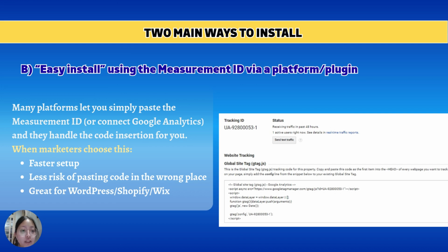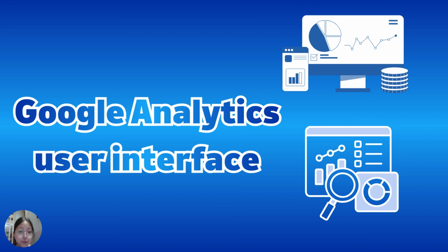The second way is the easy install using the measurement ID via a platform or plugin. Many platforms let you simply paste the measurement ID and they handle the code insertion for you.